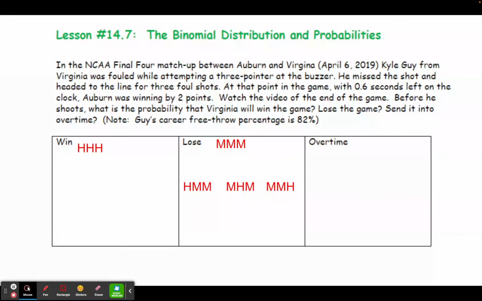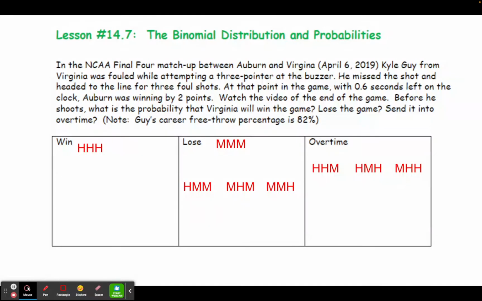Because they're down by 2, to go into overtime, he would have to make 2 of the 3 remaining free throw shots. But they could be in any order. So he could, for instance, hit the first 2 and miss the third one. Or he could hit one, then miss one, and then hit the last one. Or he might miss the first one and then hit the last 2. And we're going to calculate the probability of each of these different events happening.